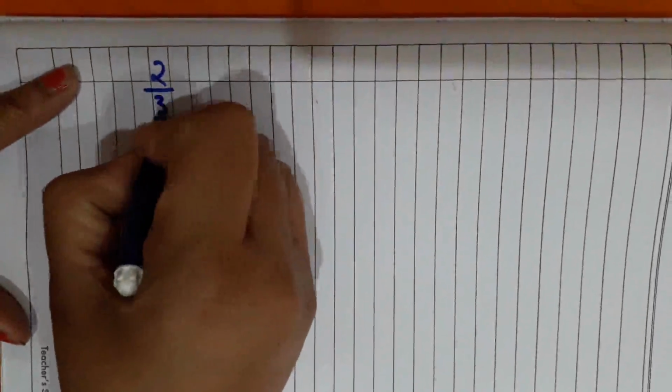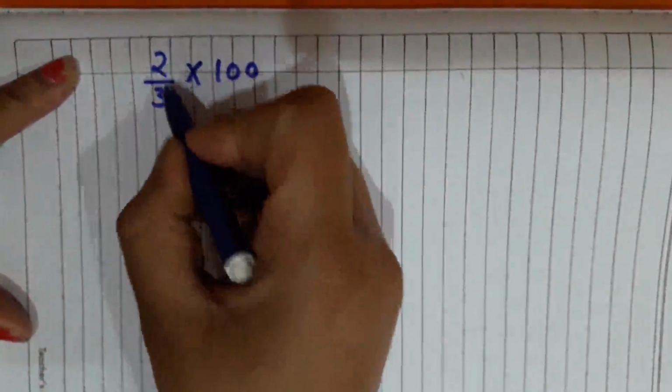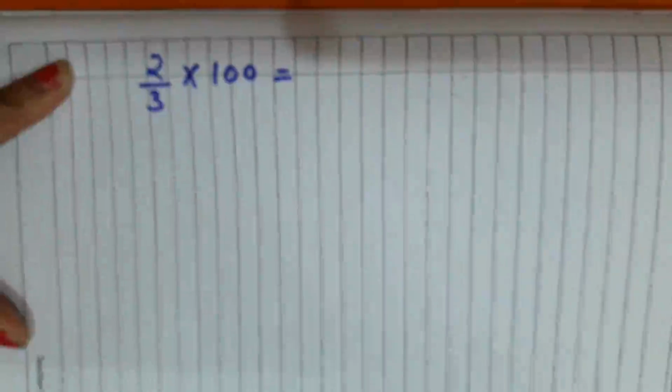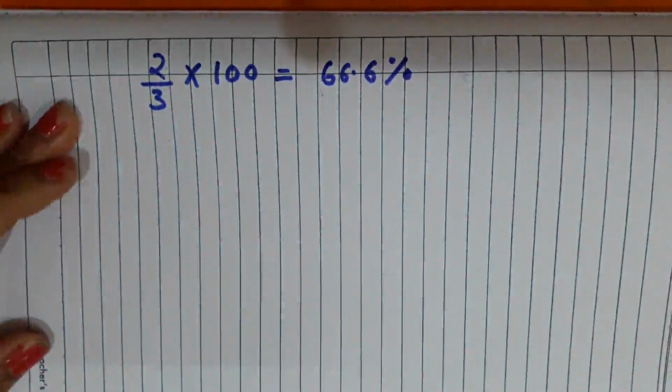Let's see how you can calculate that. See, the ratio is 2:3, so for the total percentage you want, just write 2:3 into 100. No need to write 2/5, because on the left-hand side we are calculating individual percentages, but here we need to find the whole percentage of the ratio 2:3. So you will get 66.6%. Okay, getting my point?